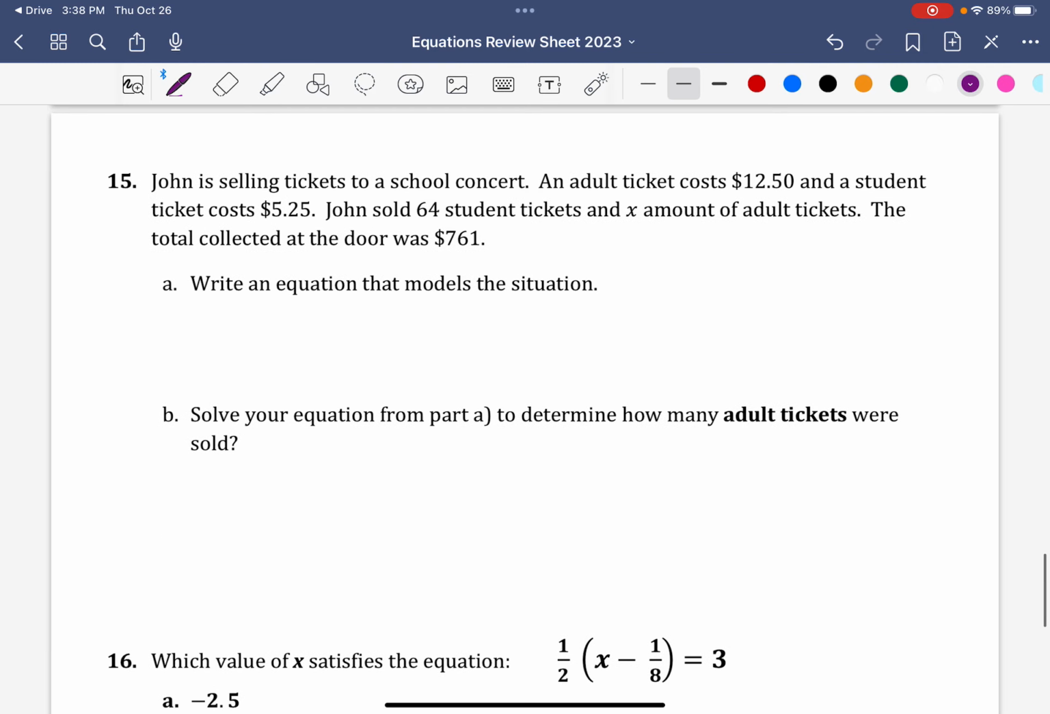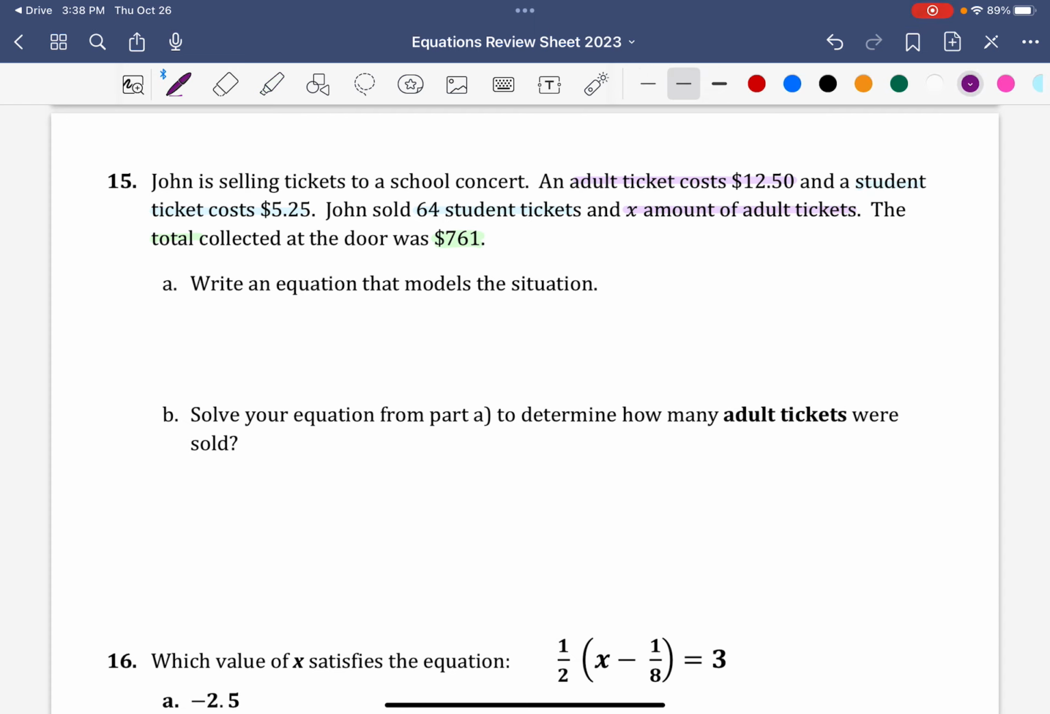All right, we're getting close, almost done. So number 15, John is selling tickets to a school concert. An adult ticket costs $12.50, and a student ticket costs $5.25. John sold 64 student tickets and X amount of adult tickets. So if you notice, I used one color to highlight the adults and one color to highlight the students. And then the total amount of money was $761.